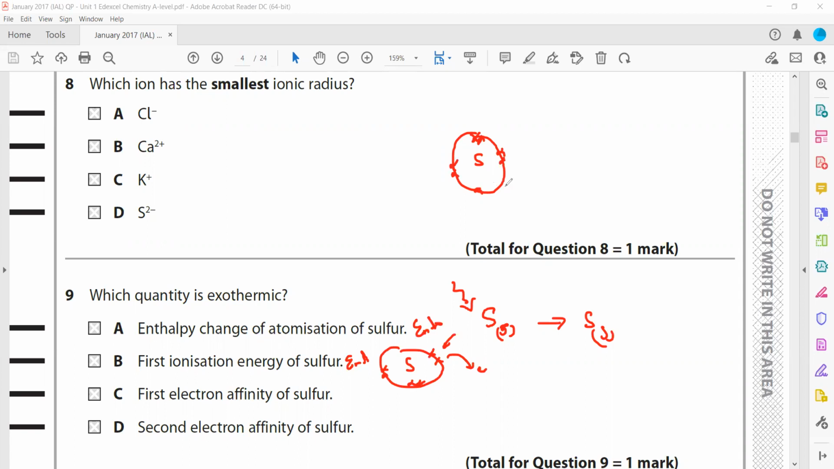When the first electron is added, the first electron affinity, this is a bond forming, and bond forming is always exothermic, so it releases energy. So C is the right answer. And the second electron affinity, third electron affinity is always endothermic.